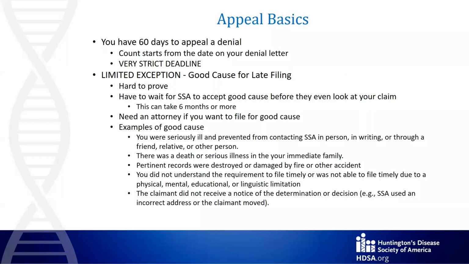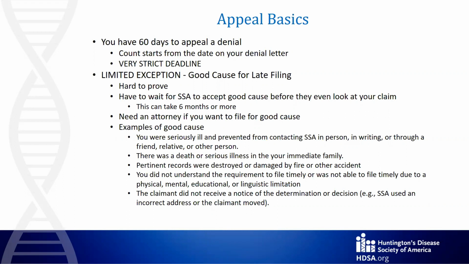And I mentioned this briefly. Another reason the letter is so important is because there's going to be a date on the letter in the upper right-hand corner. The date on the letter is the date your 60-day appeal window starts. This is a very strict deadline. So you want to make sure if you're going to appeal this decision that you get the appeal submitted within 60 days of the date of that letter.